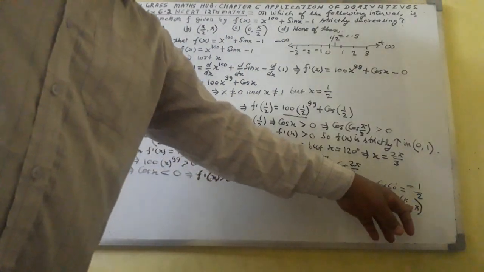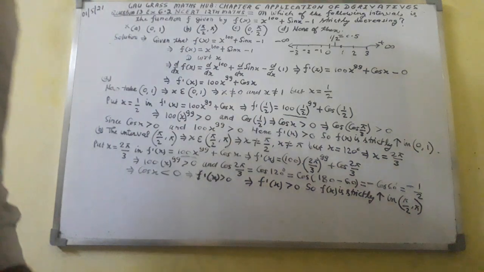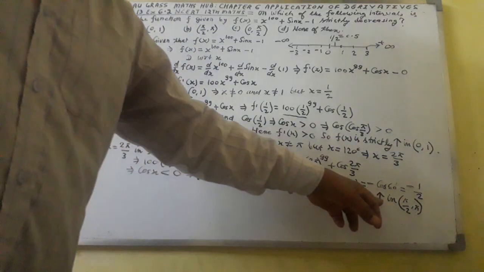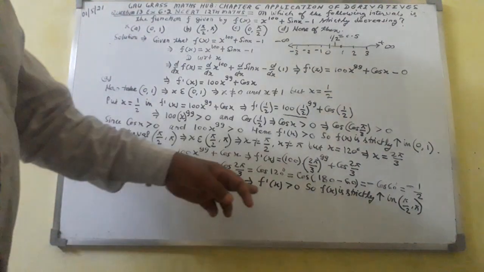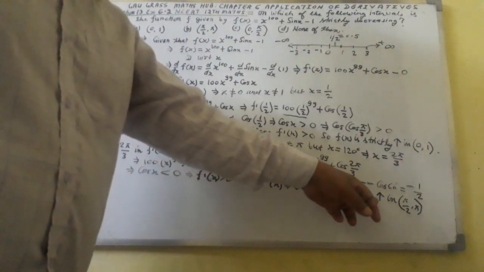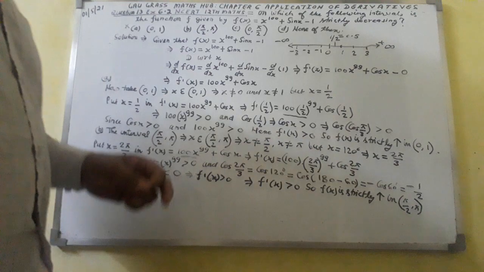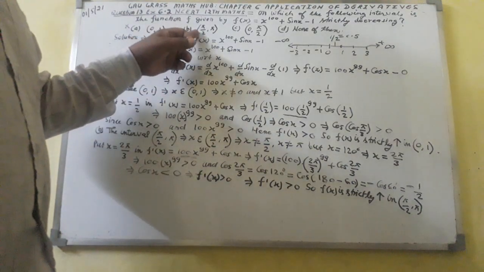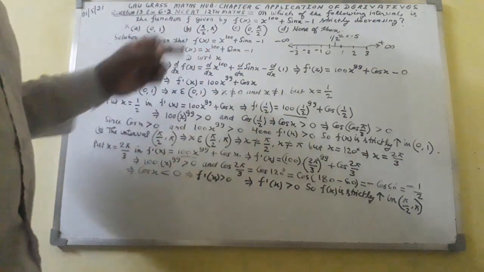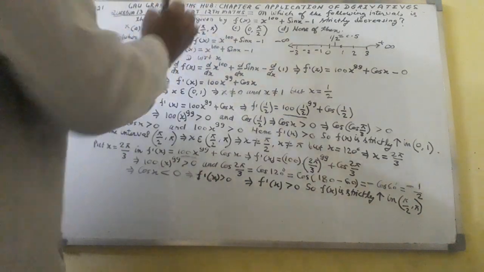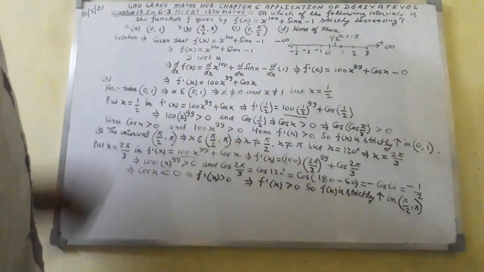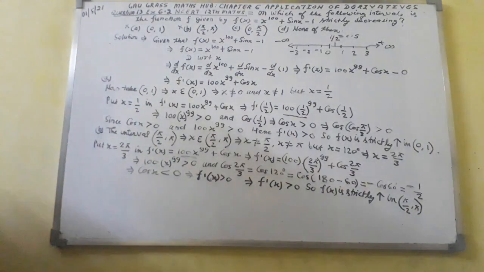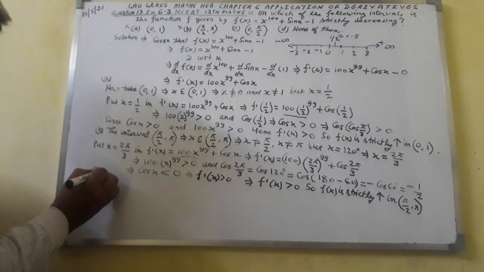In open interval pi by 2 comma pi, f of x is strictly increasing. So here it says f of x is strictly increasing in open interval pi by 2 comma pi. So this one is not correct, because here it says strictly decreasing. Now I shall take this interval. Take interval C here. Try.